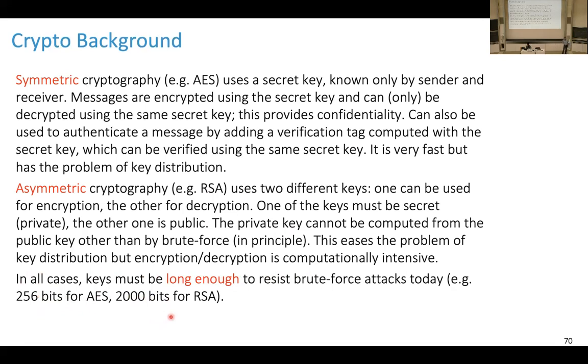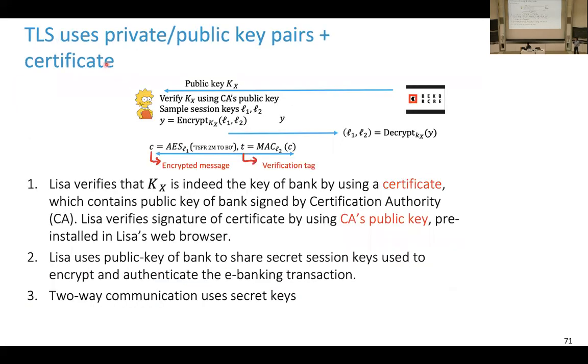So now let's see how it works with TLS. TLS uses both systems: asymmetric cryptography and also symmetric cryptography. So the first thing that happens is that you have Lisa, who would like to discuss with the bank, and the bank begins to discuss with Lisa. So the bank sends what we call the certificate. Inside the certificate, there is, for example, the public key of the bank.